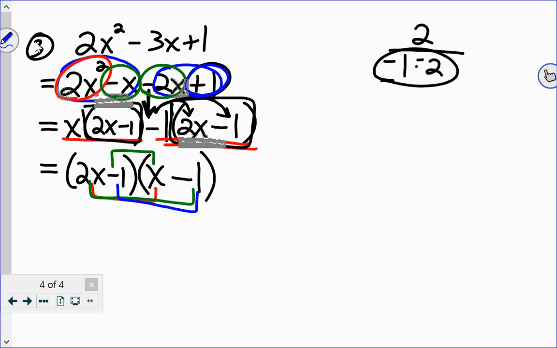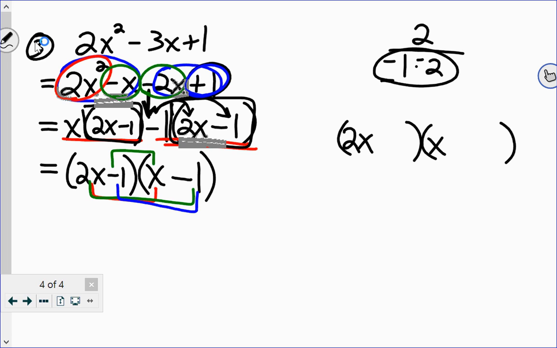I know it's going to be a binomial times a binomial. Well, I know that the first term is 2x squared. And if I'm factoring, it means I'm only using integers. If I'm only using integers, the only way I can get 2x squared is 2x times x. And so I go ahead and fill that in. That's how it's going to start, 2x times x.